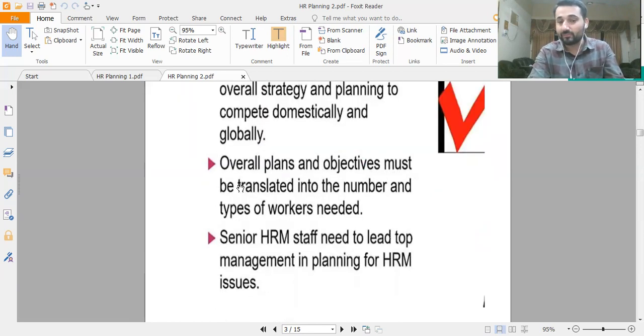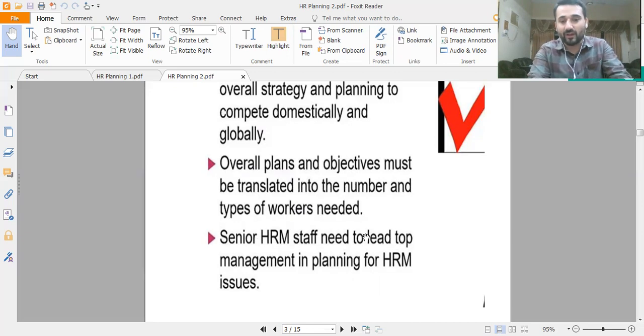Overall plans and objectives must be translated into the numbers and types of workers needed, like specification of the workforce for your organization. If you are running an academic institute, you are talking about the services domain, then you should be well aware of the qualifications of the faculty that you require. How many PhD doctors you require for your academic institute? How many masters or graduates you require, and what sort of functional areas you are supposed to get accomplished in your organization to accomplish its goals.